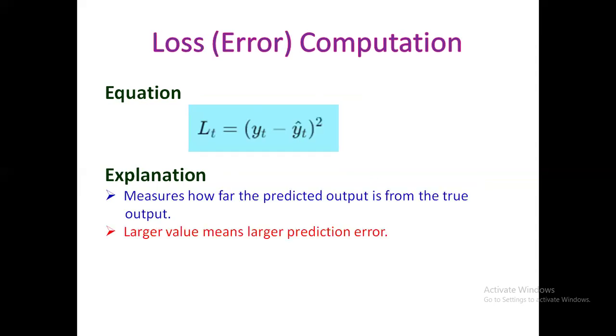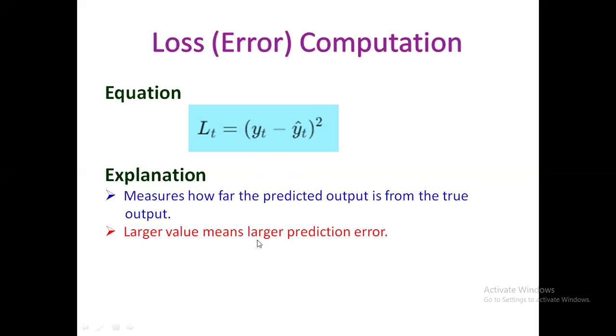Next, loss or error computation. Loss computation measures the difference between the predicted output and the true output using the mathematical function L_t is equal to (y_t minus y_t hat) the whole squared. This value quantifies the accuracy of the prediction, where a larger loss indicates a larger prediction error and signals the need for stronger corrections during the learning.